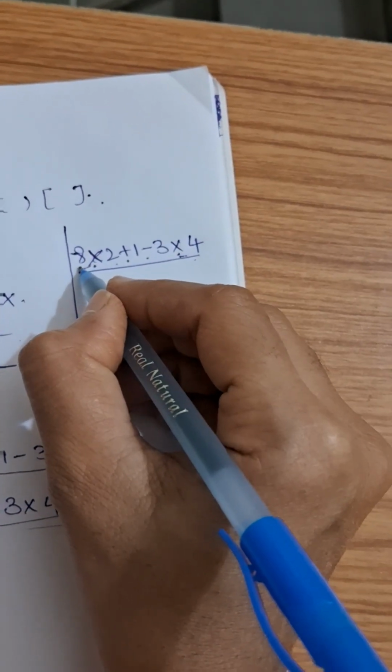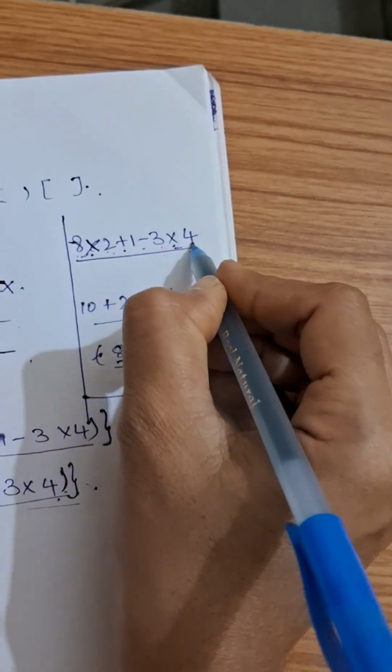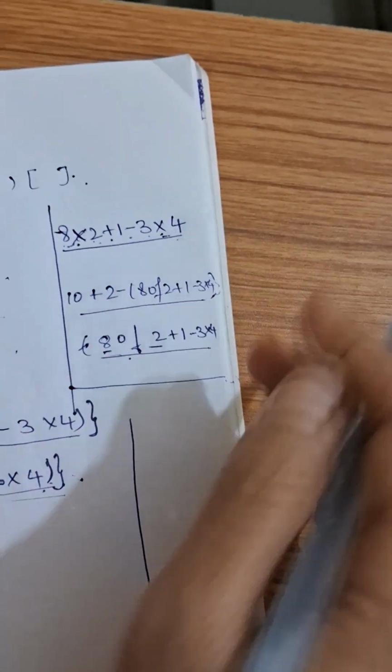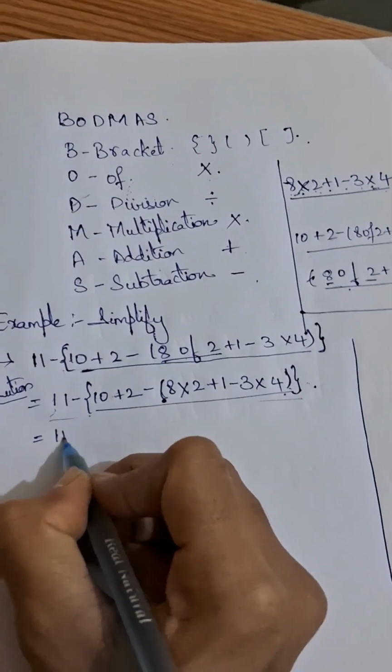So first you have to solve 8 into 2 and 3 into 4. You can solve it simultaneously. So we will see the next step. Remaining terms should be same.